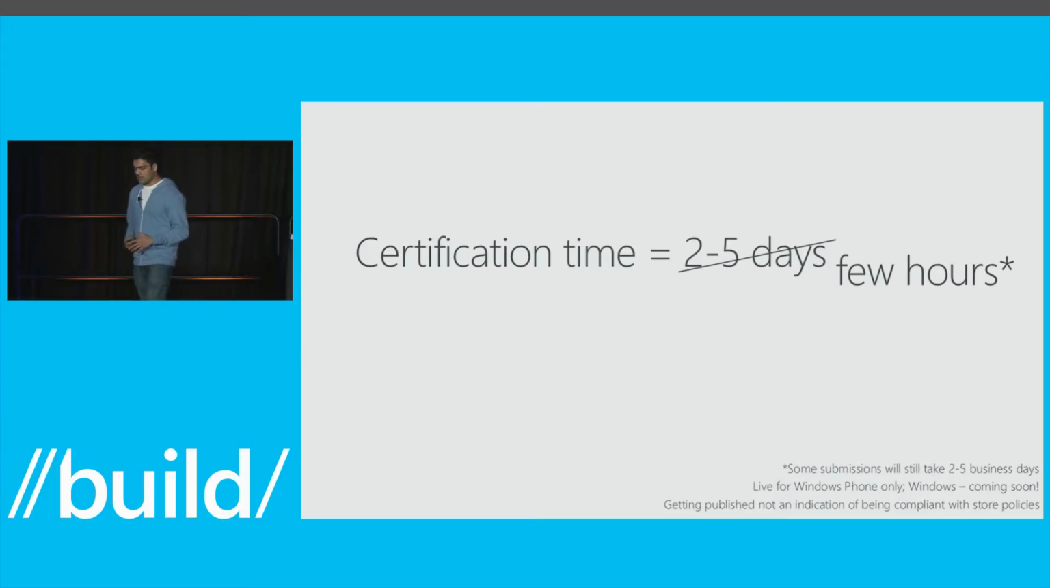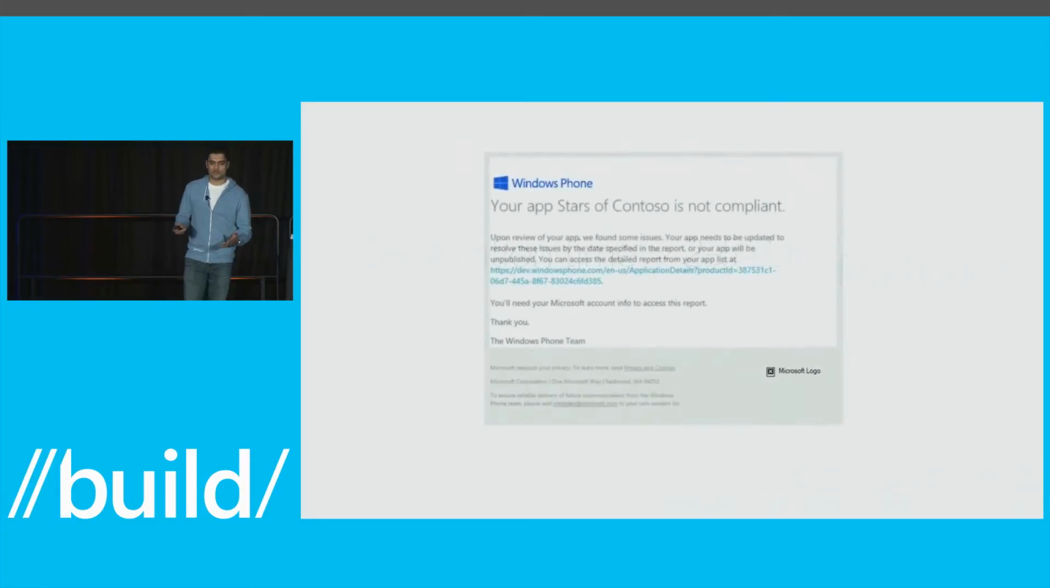And the other thing, as we speed up certification, one thing you need to be aware of is just because your submission got through doesn't mean that you were certified, that you are OK, you complied with all the policies. We have a few other things, and we can go back and review your app. And if we see that there was a violation of a policy, we'll have a post-publish certification failure report for you. And this is what it looks like.